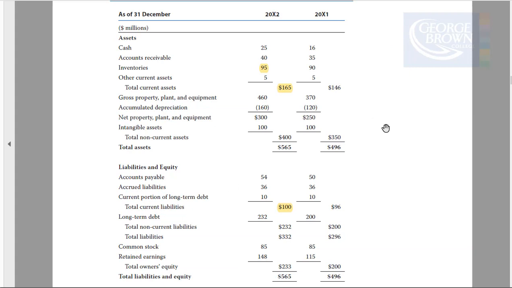So to just finish with the current ratio and the quick ratio, I just wanted to show you the balance sheet for ABC Company and to highlight where that information is coming from. So the current ratio, current assets divided by current liabilities for 20X2, there it is, 165 divided by 100. That gives me 1.65. For the quick ratio, we're going to deduct the inventory, so 165 minus the 95 divided by 100, and that gave us the quick ratio.